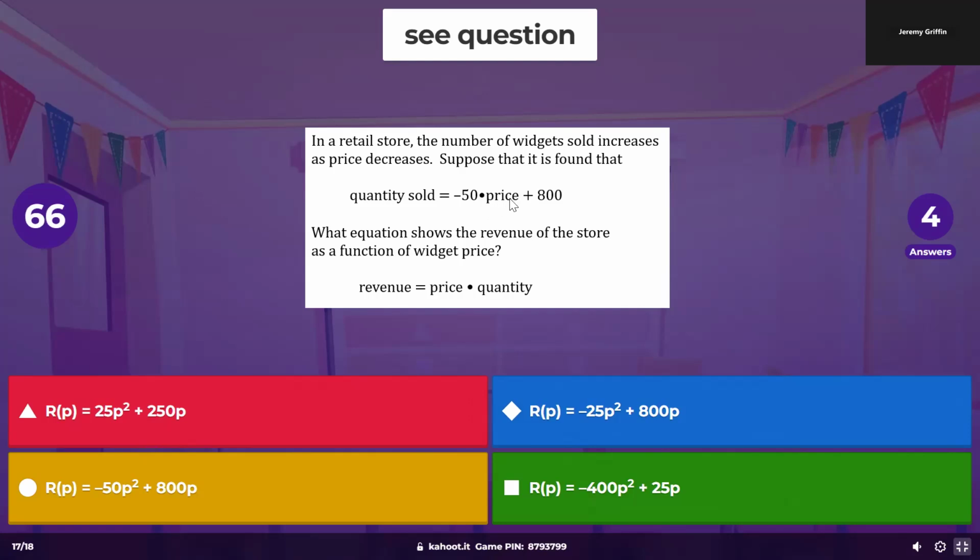Well, price is kind of like x. So I would take this quantity equation and multiply by another price. I guess P could stand for price, right? What does that look like?